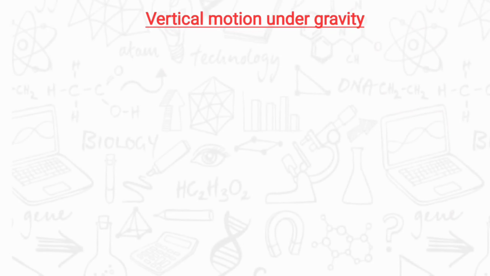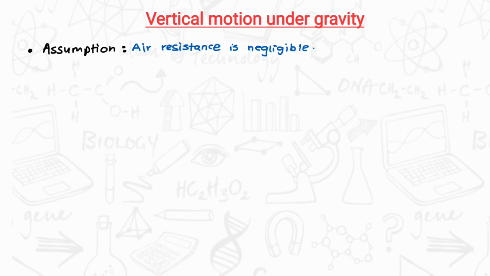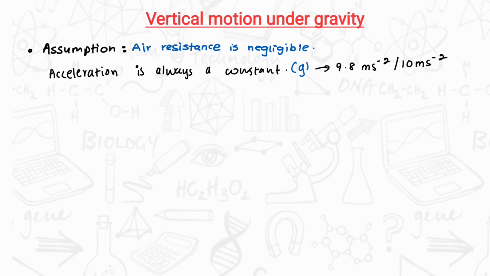Now in this video we'll be learning about vertical motion under gravity. Under this topic we make a very important assumption, that is the air resistance is negligible. Because of this, the acceleration is always a constant. We use the letter g, and the value of g is equal to 9.8 meters per square second, and for these calculations we use the value 10 meters per square second.